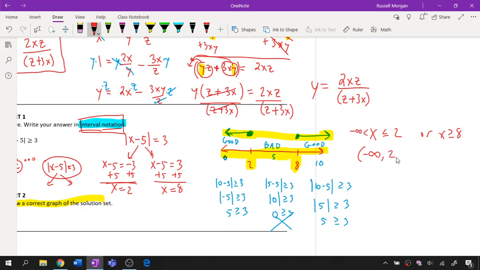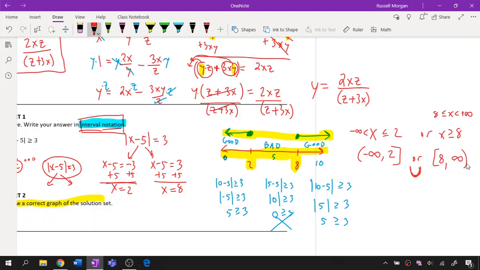And then, of course, it goes all the way up to 2, but it actually does include 2, so we put the bracket. Or, of course, for CWI, they like to use this union symbol. And then this one starts at 8, and of course x could equal 8, and it goes forever that way. We could have rewritten this one as 8 going up to positive infinity. Of course, we usually start smallest to biggest, unless you just do the x on one side. And so this could have been going all the way to positive infinity.